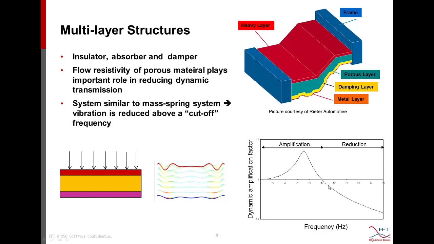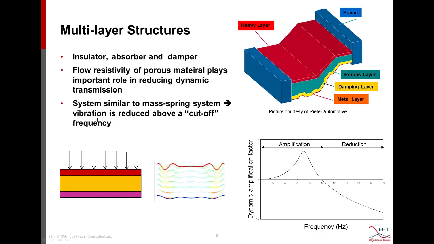So above this frequency, the dynamic loading or the vibration from the incident part is reduced through the complex structure to the transmitted part. However, below this cut-off frequency, we typically have this amplification effect. Now, the reason behind that is that this complex layer structure is dynamically similar to a damper mass spring system.